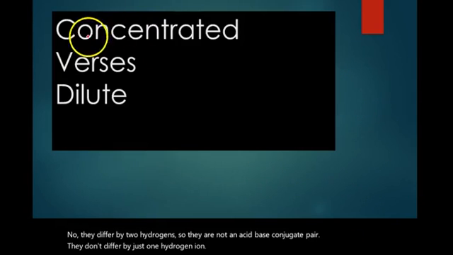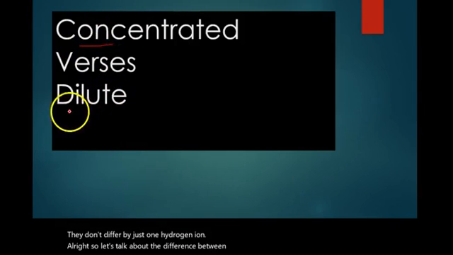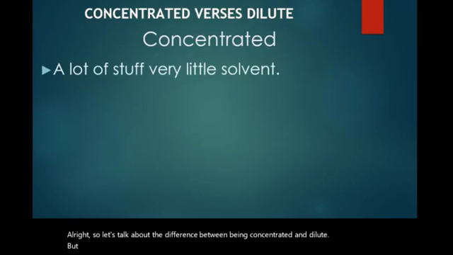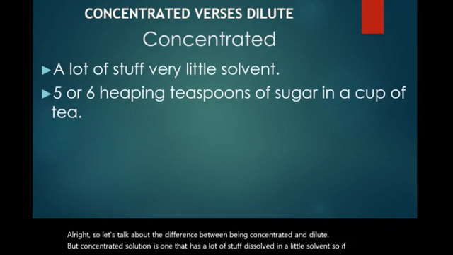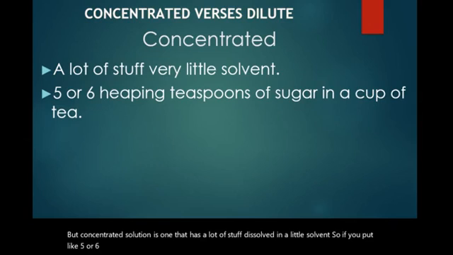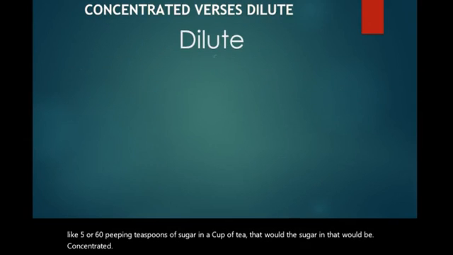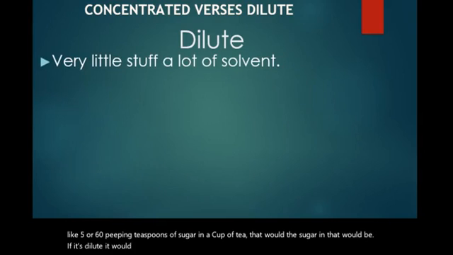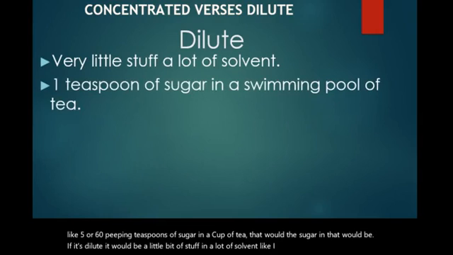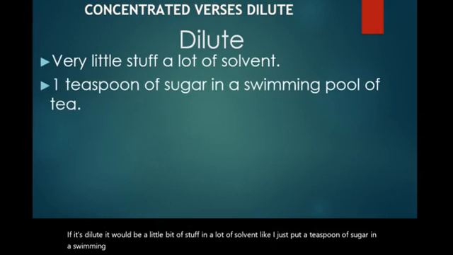All right, so let's talk about the difference between being concentrated and dilute. A concentrated solution is one that has a lot of stuff dissolved in a little solvent. So if you put like 5 or 6 heaping teaspoons of sugar in a cup of tea, that would be concentrated. If it's dilute, it would be a little bit of stuff in a lot of solvent. Like I just put a teaspoon of sugar in a swimming-sized pool of tea.